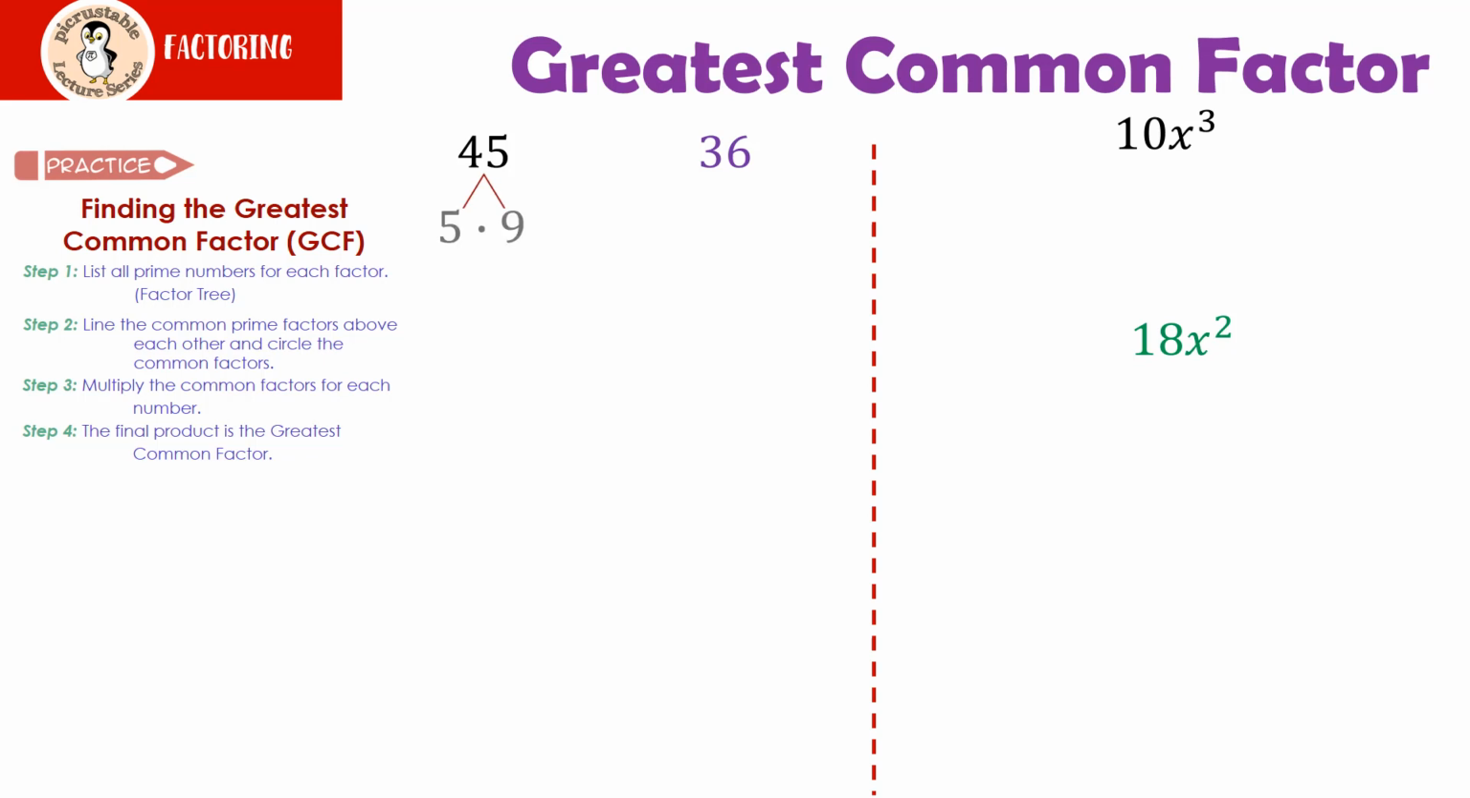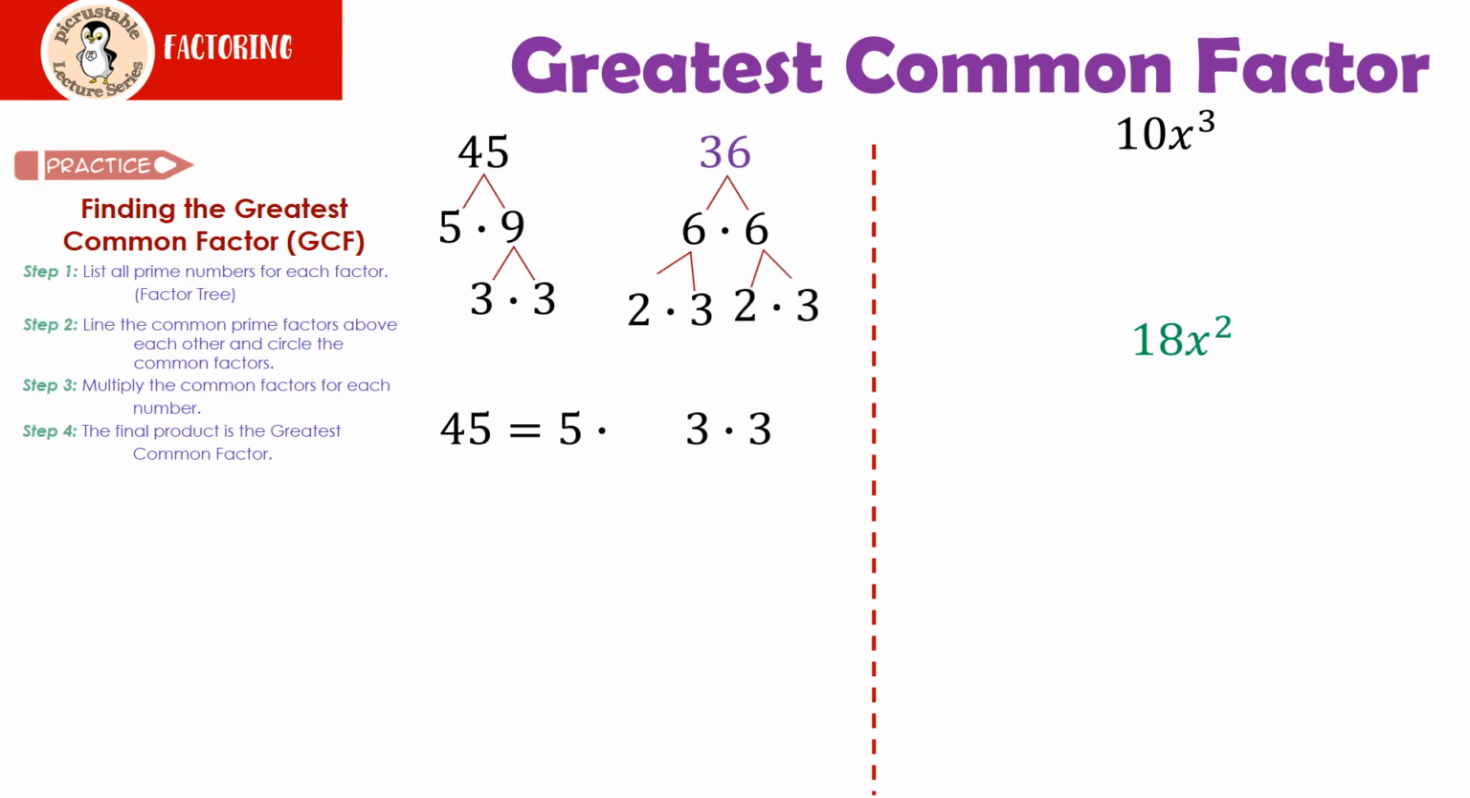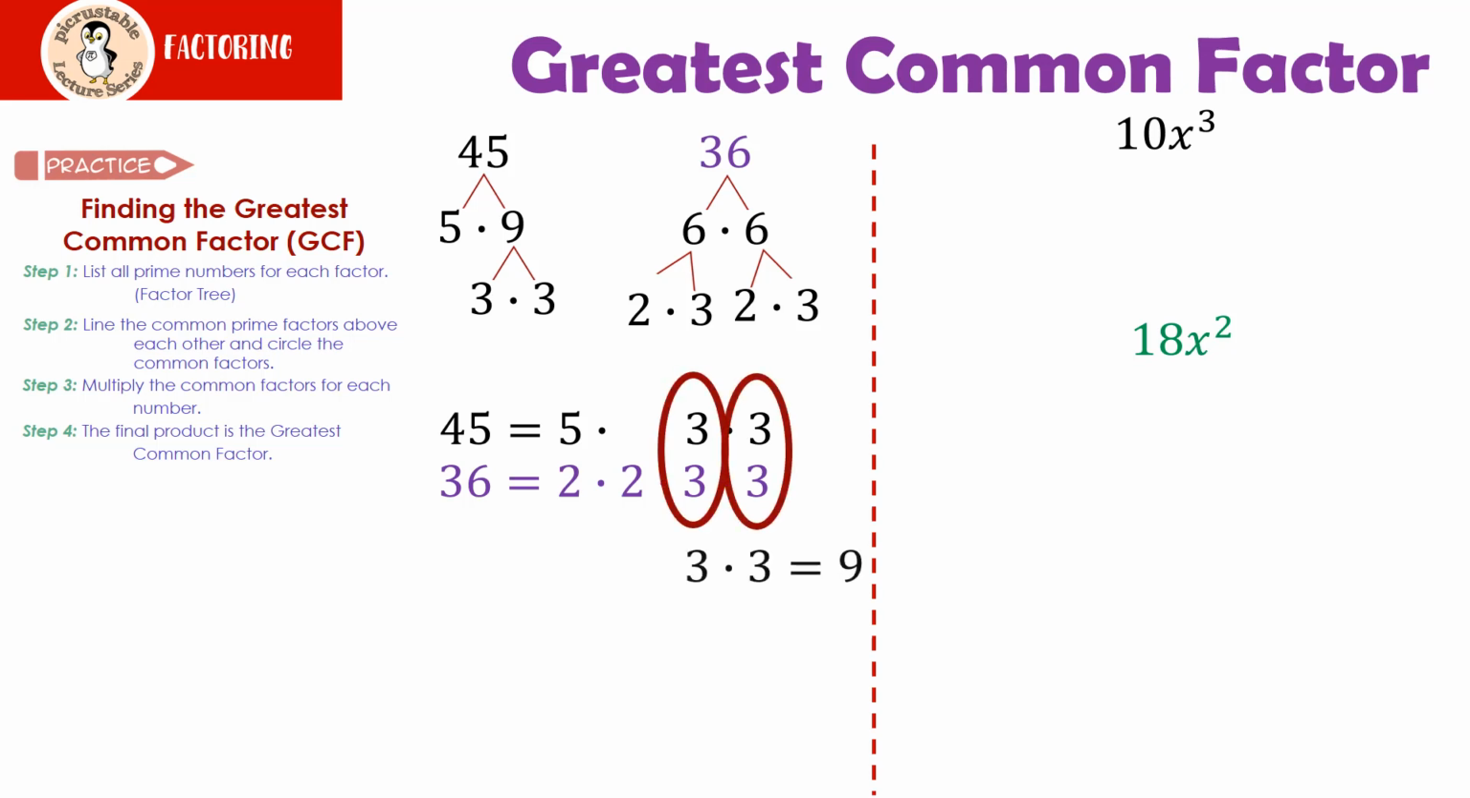45. Well, 45 is 5 times 9. 5 is prime, but 9 is 3 times 3. So 45 equals 5 times 3 times 3. 36 is 6 times 6. 6 is not prime. 6 is 2 times 3. Well, 2 and 3 are prime. That's great. Then the other 6 is also 2 times 3. So we have 36 equals 2 times 2 times 3 times 3. Now all we have to do is circle the common factors and multiply. 3 times 3 is 9. So that's my greatest common factor.